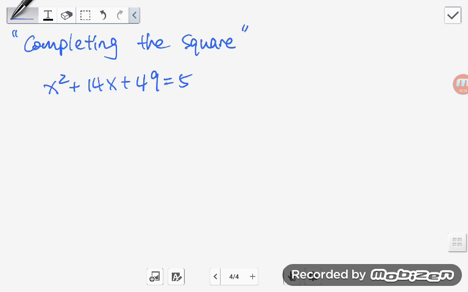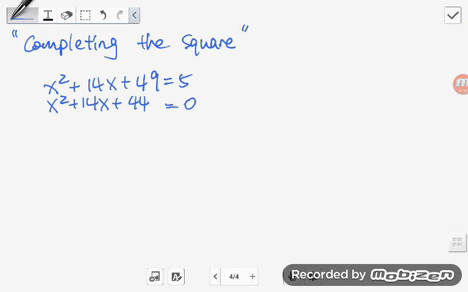I'm going to show you this technique, completing the square, by going over an example. So here I have a quadratic equation. It is very typical, but I have this 5 over here, right? By now we know that we should always try to bring our good friend 0 there. So I'm gonna move the 5 over. I'll have x squared plus 14x plus 49 minus 5, so plus 44.